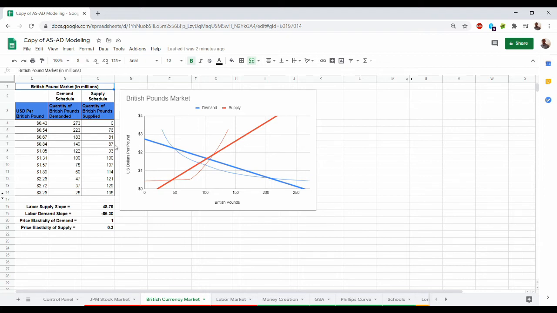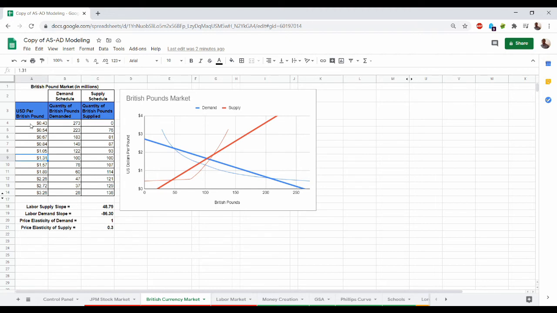So right now, again, we have our demand schedule and our supply schedule showing us what quantity of British pounds would be demanded or supplied based on the dollar cost for the British pound, the dollar price prevailing in the market. Equilibrium in this case would be $1.31. At $1.31, you have 100 British pounds demanded and 100 British pounds supplied. That $1.31, by the way, implies $1.31 per pound.